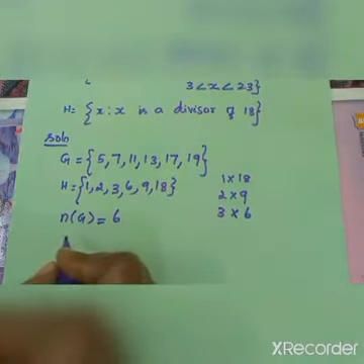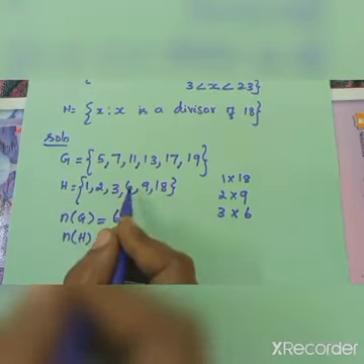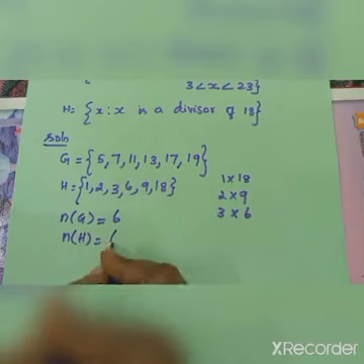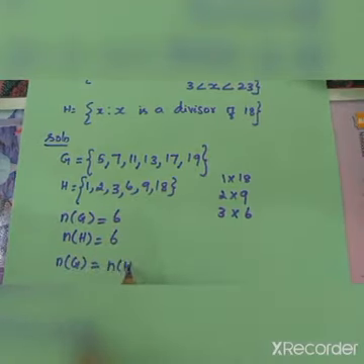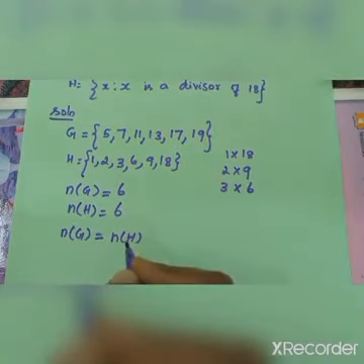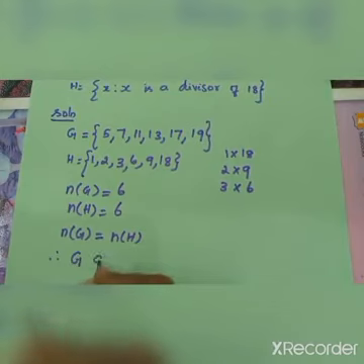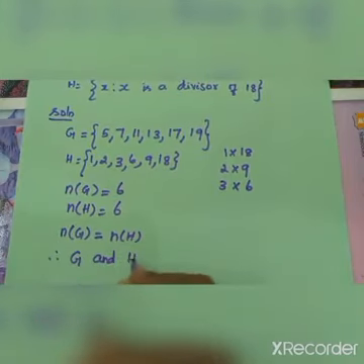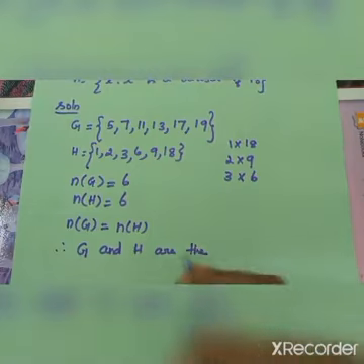Similarly, n of H is equal to 1, 2, 3, 4, 5, 6. So n of G is equal to n of H. The number of elements are the same. So we can write, therefore, the sets G and H are equivalent sets.